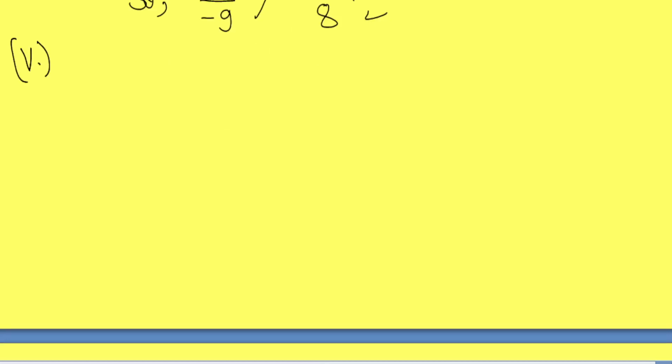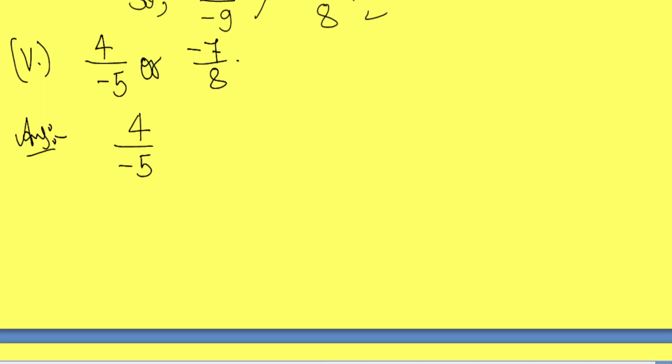In the fifth question, you are given two rational numbers which you have to compare. The first rational number is 4 upon minus 5, and the second rational number is minus 7 upon 8. So let's try to solve this question. First rational number is 4 upon minus 5.